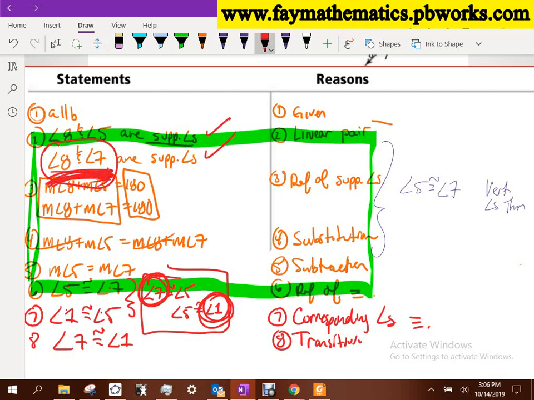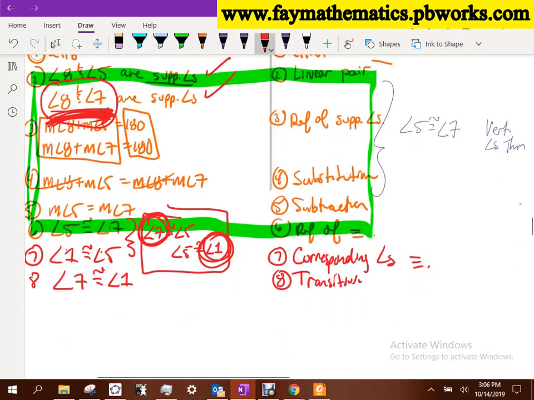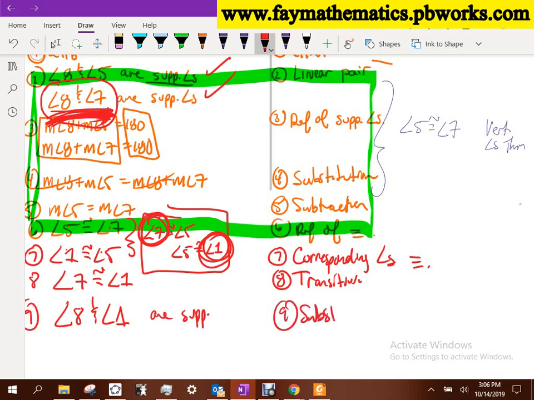7 and 1 are congruent. Can I rewrite that statement and take out the 7 and put 1 in there? So now step 9 will say that angle 8 and angle 1 are supplementary. And that's substitution.